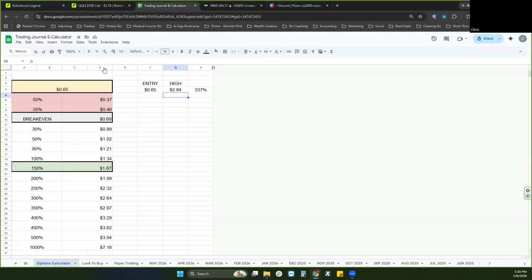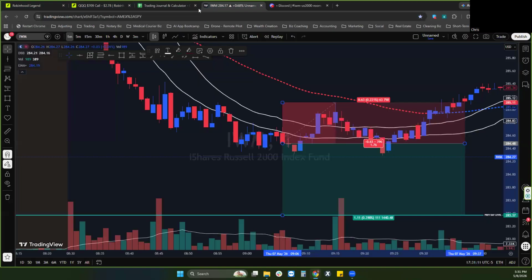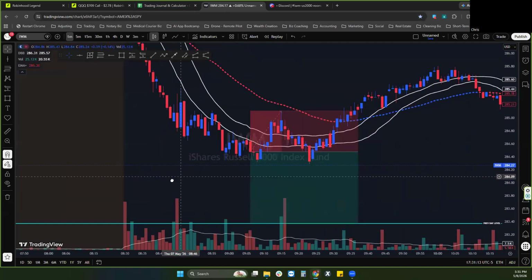And then I was in a trade today that ran for 486%. So that's 2 days in a row. That's 337 and 486 for today. I didn't take a trade today, and I'll talk about that one in my next video. Let's see if there's anything else that I need to share with you guys.